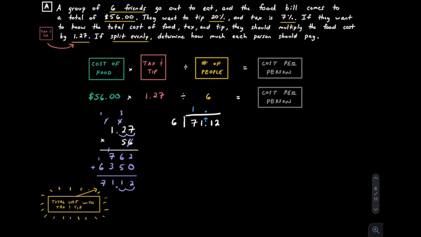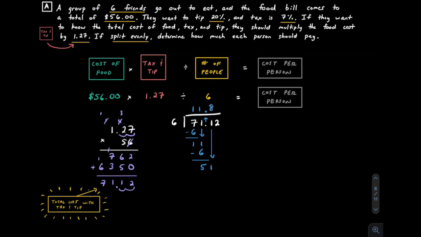6 goes into 7 one time. 1 times 6 is 6, and we subtract here to get a remainder of 1. We bring down this 1 here to combine with the 1 to make 11. Repeat the process. 6 goes into 11 just 1 time. 1 times 6 is 6. We subtract to get a remainder here of 5. We're going to bring down this next 1 to combine with the 5 down here and repeat the process. 6 goes into 51 8 times.